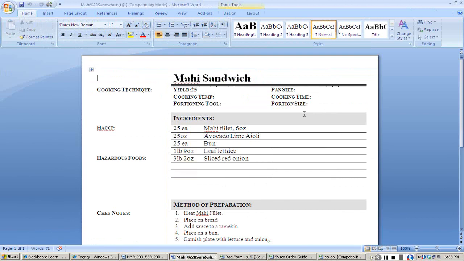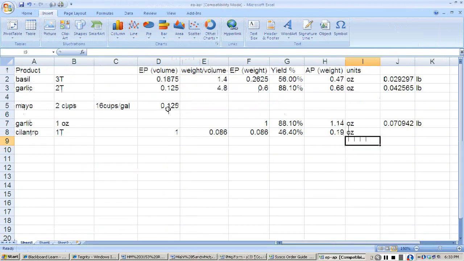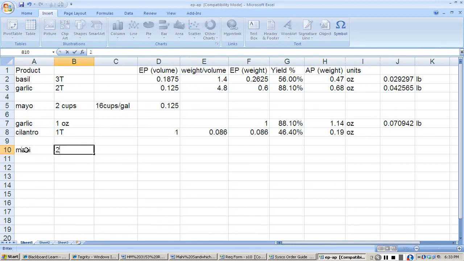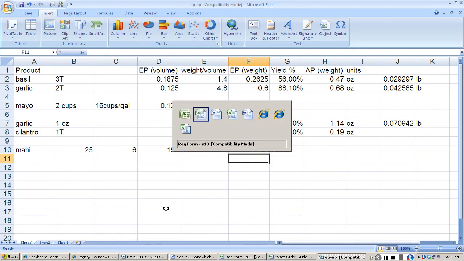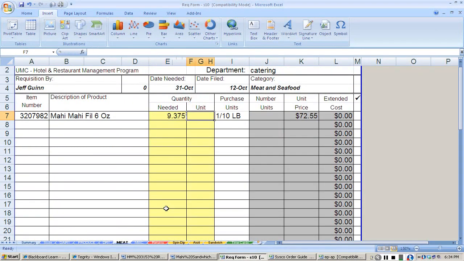So, go into my EPAP thing. So, mahi. Need 25 at 6 ounces. You can kind of ignore the headings now because it's not necessarily following those. So, I need 150 ounces, plus 150 divided by 16, 9.375 pounds. So 9.375 pounds, so I just need to purchase 1 unit.